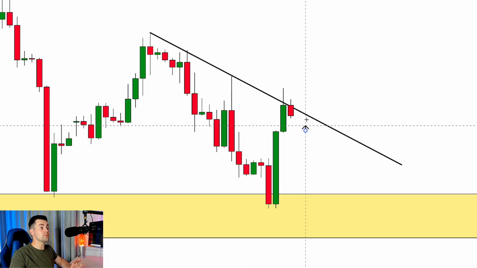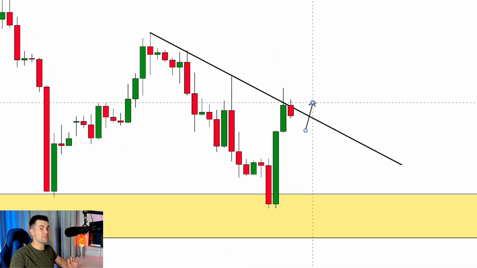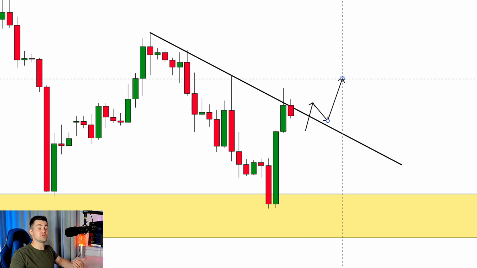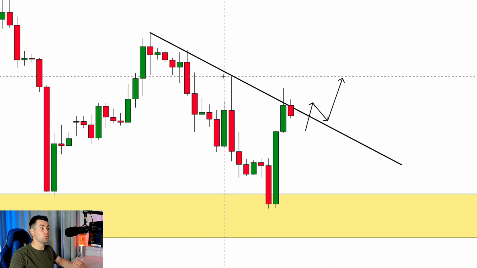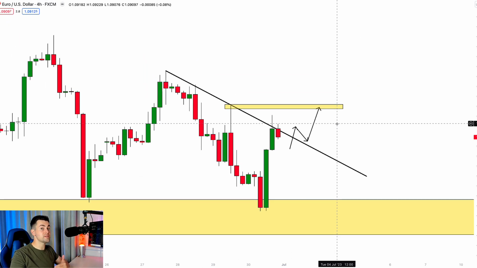First, if the price breaks and closes above that trend line, if we see the 4-hour candle close above that trend line, it will be a very important bullish signal. And then we will expect a bullish continuation to the next strong resistance. Our next strong resistance will be over here. So that is the scenario for those who want to buy euro dollar.